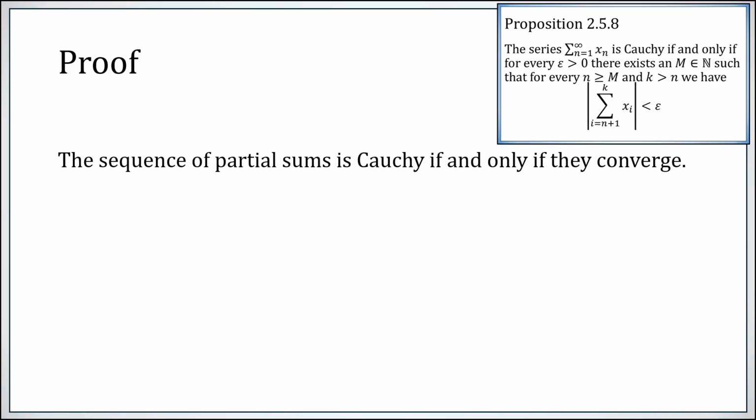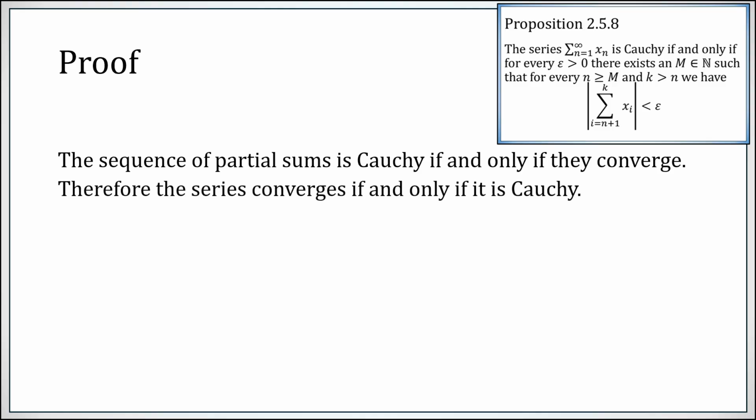Let's take a look at the proof. So the sequence of partial sums is Cauchy if and only if they converge. Recall that a sequence converges if and only if it is Cauchy. So the series converges if and only if it is Cauchy.